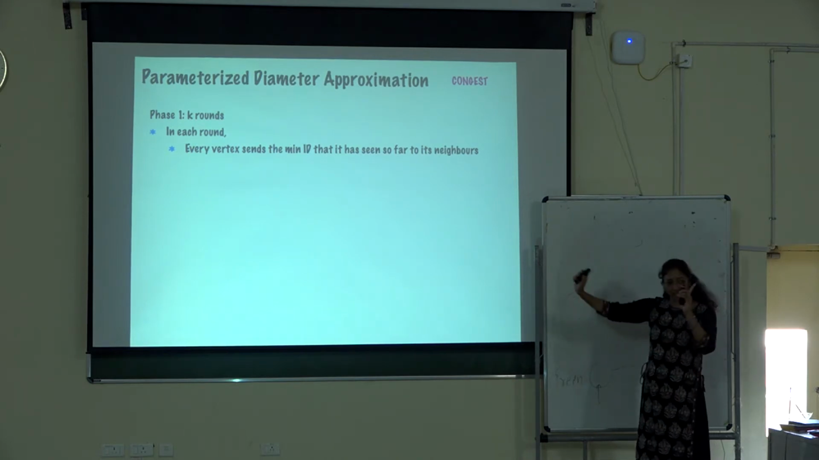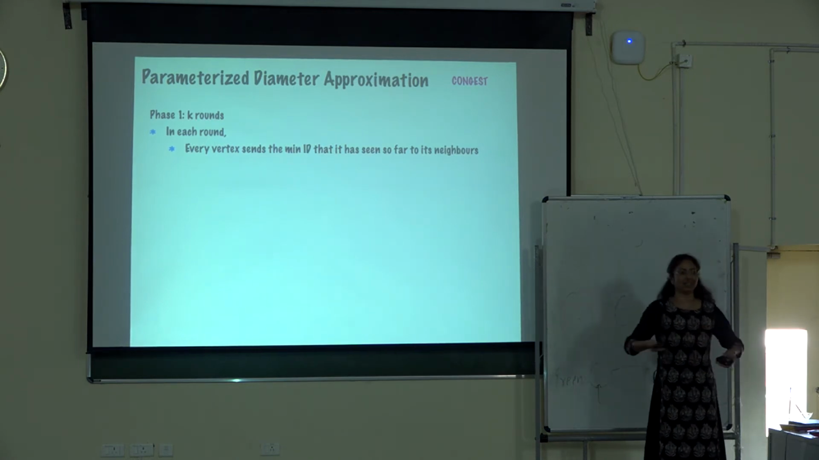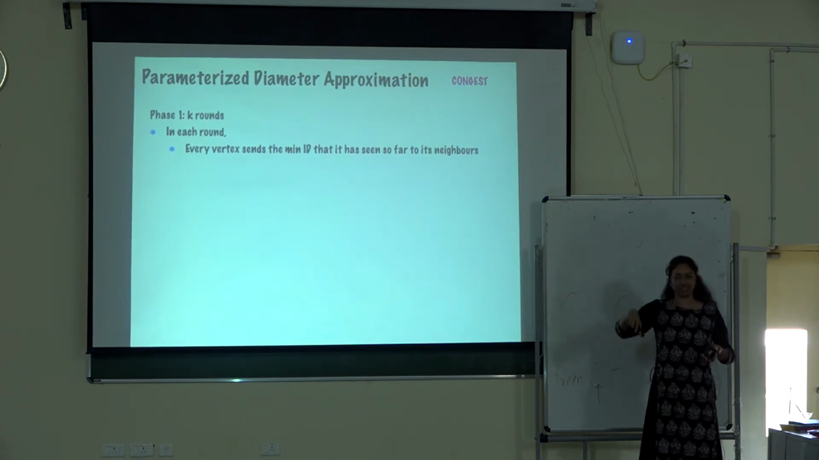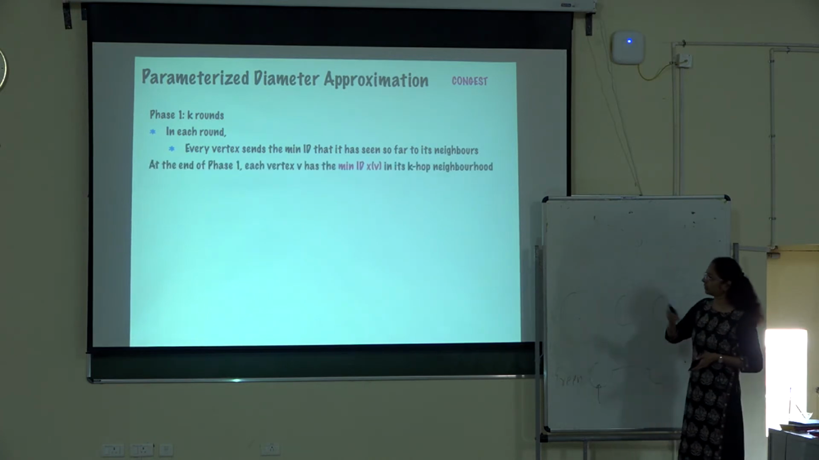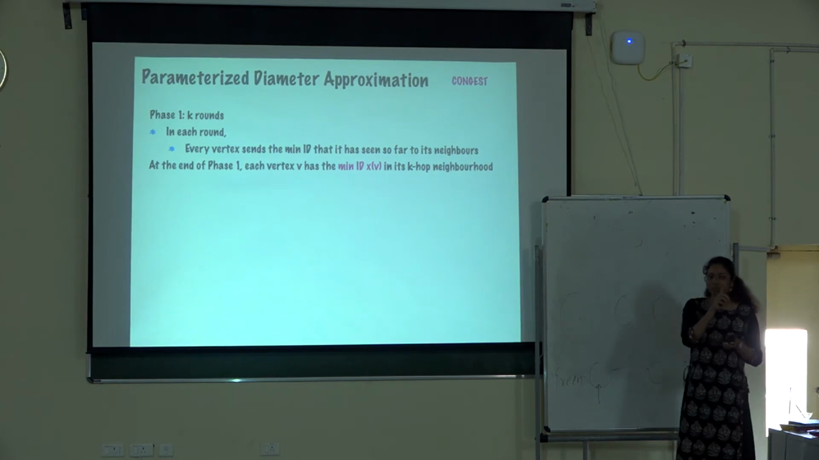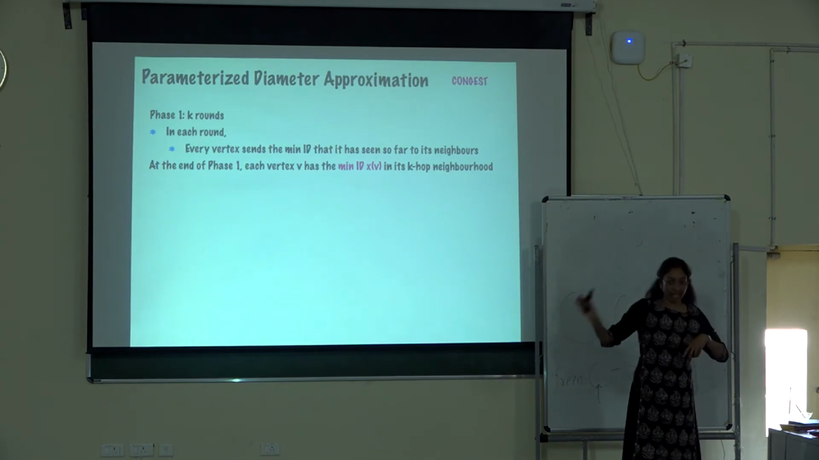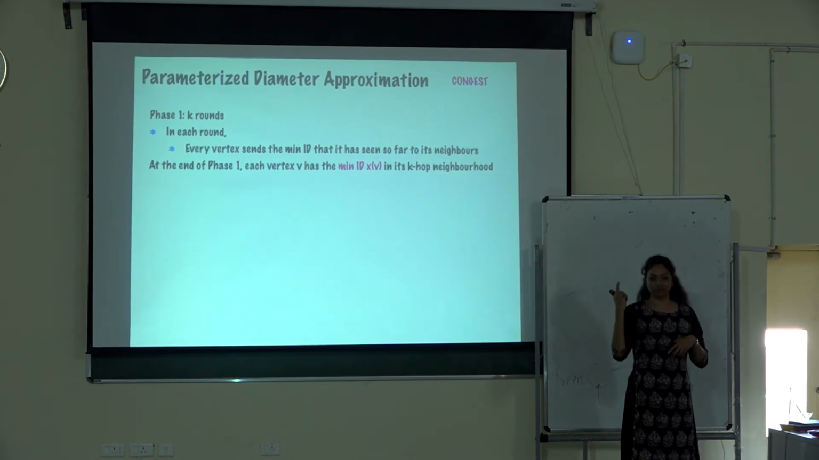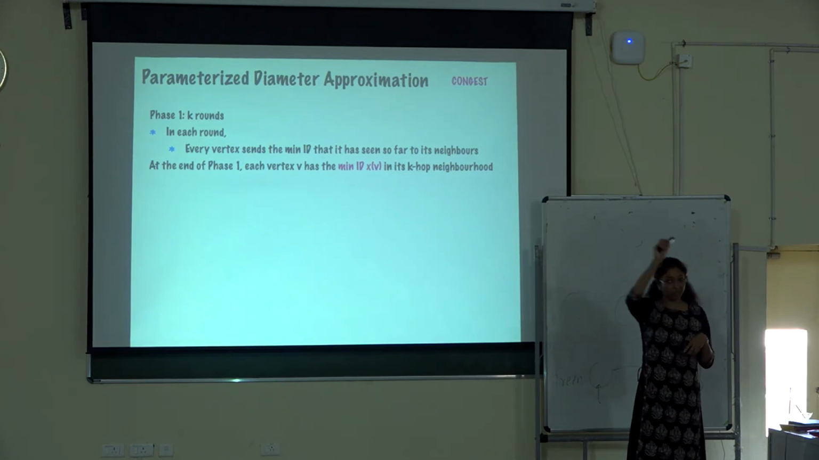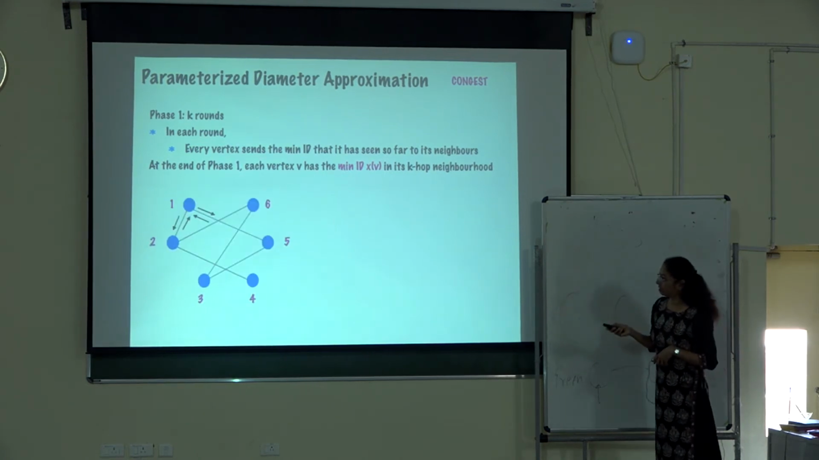In the first k rounds I will repeat this. At each point of time, I look at the minimum identifier that I have and send that to my neighbors, and I also receive. This is a uniform algorithm, meaning every vertex does this operation. At the end of phase 1, each vertex v has a minimum ID, x_v. So this x_v is actually the minimum identifier in a k-hop neighborhood. In k rounds, I would have got the minimum among my distance-k neighbors. The x_v's could be different for every vertex, but this is the interpretation of x_v.